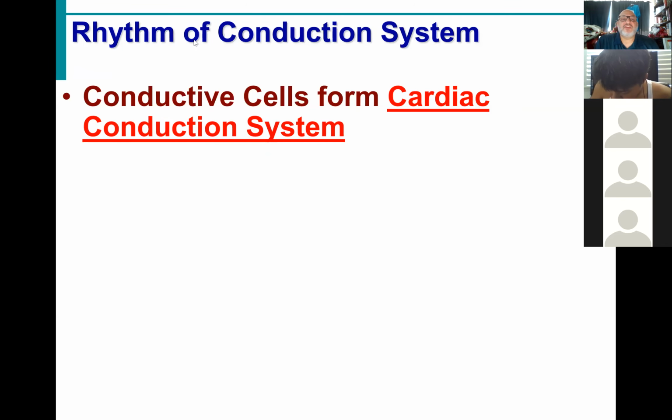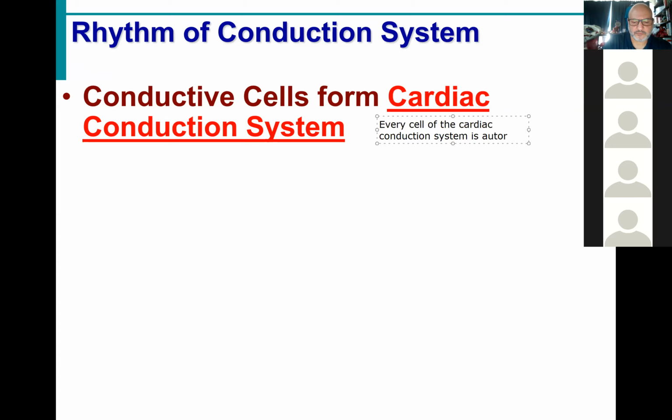Now, one of the important things to remember is that every cell of the cardiac conduction system is autorhythmic. All right, every single one of them. However, that being said, they do not all fire at the same rate. Some are faster and some are slower.